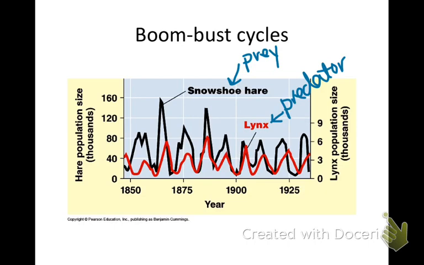Now, what all this means is, these two populations are influencing one another. As the snowshoe hare goes up, what do you notice about the lynx? What's going up? Well, why? Well, the lynx have something to eat. And then if all the snowshoe hares are getting eaten, their population's going to decrease. Well, then the lynx is going to run out of food, so it's going to decrease.